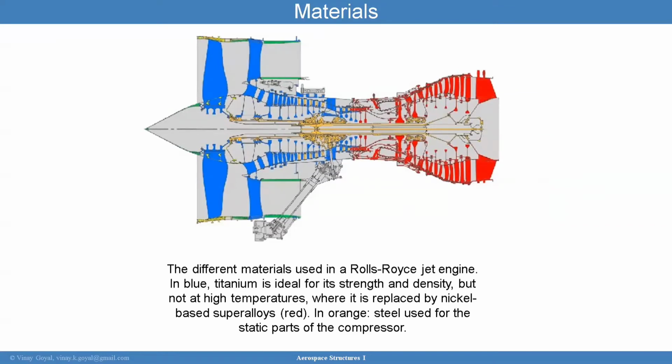Different materials used in a Rolls-Royce jet engine. In blue, titanium is ideal for strength and density, so that's where you see the blue, but not at high temperatures. And so here I have the high temperatures, and in the red areas, I use the nickel superalloys. In orange, you can see a little orange, you use steel because it's great for static parts in the compressor area. The other colors could represent composites or something else. So continuing on here, that's how you'll go ahead and map the temperatures to the various materials.